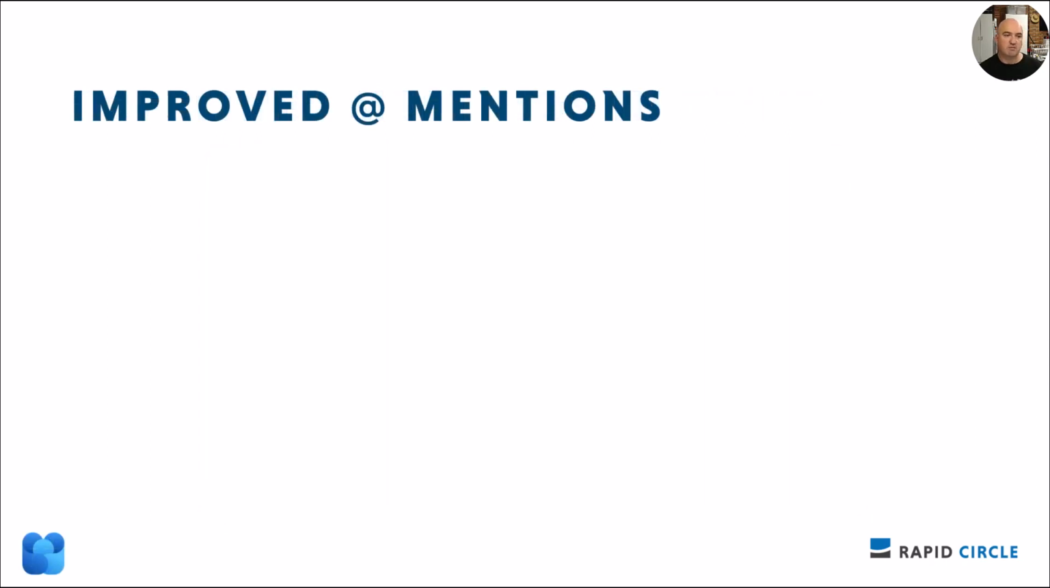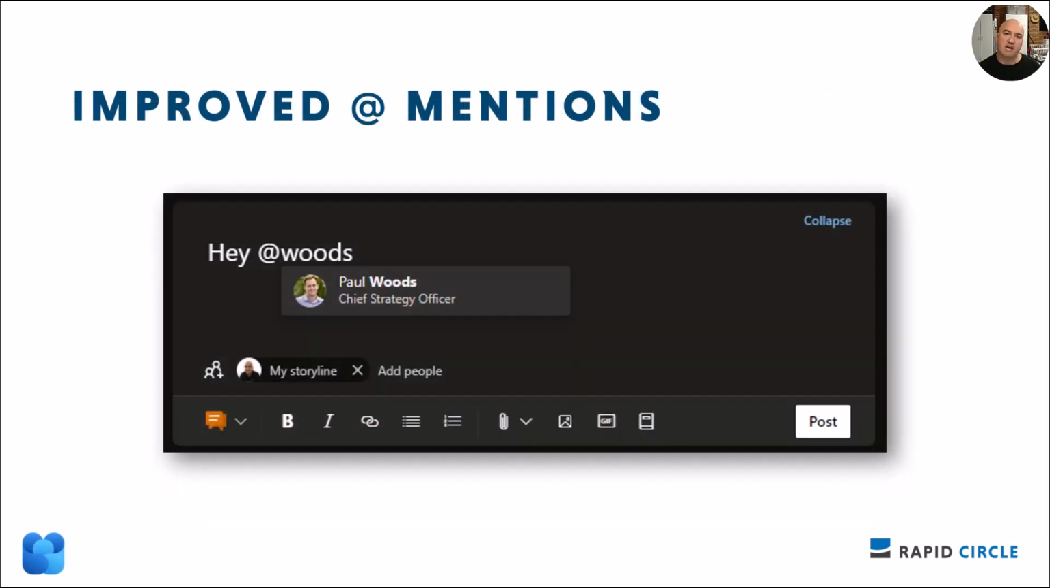Now, off Teams finally. Viva Engage will soon have improved @mentioning behavior available, which is that you'll be able to @mention someone simply by using their first name or their last name instead of having to type the full name as we've become accustomed to. This change will be available on the web and on mobile and is rolling out mid to late April.